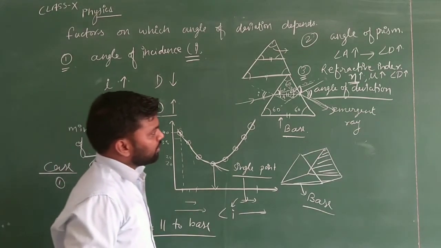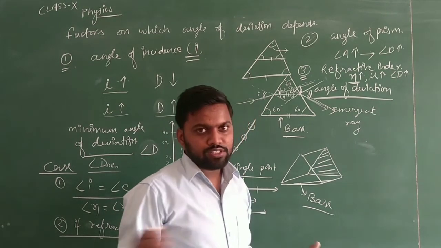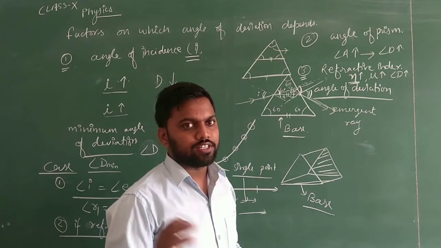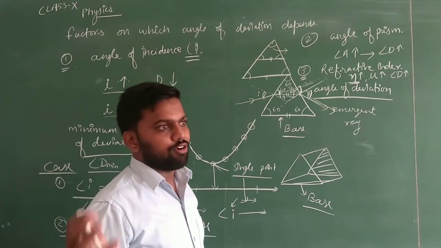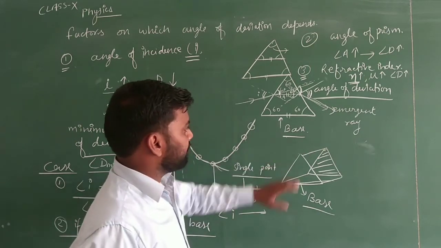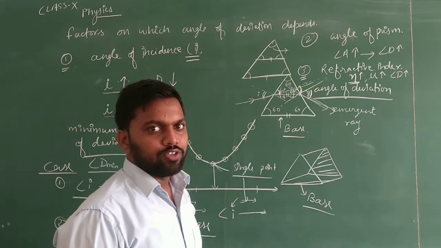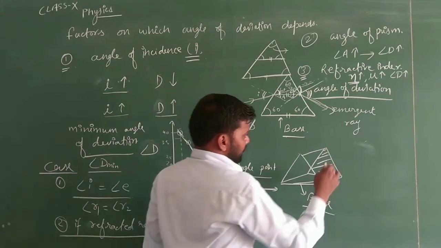Okay students, we can also say that if the temperature is higher, if we are increasing the temperature of a certain place, we are not taking it at normal room temperature and we are increasing the temperature of this particular prism, then we are throwing the light. So what will be the impact on the angle of deviation?